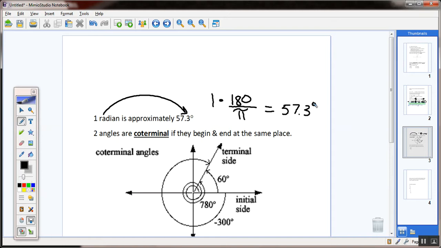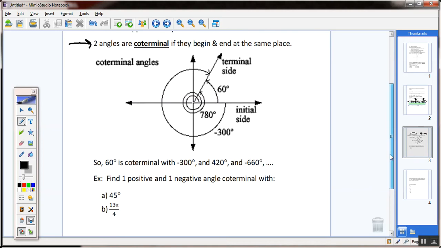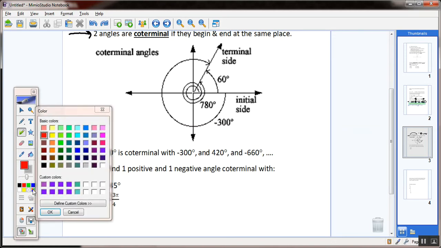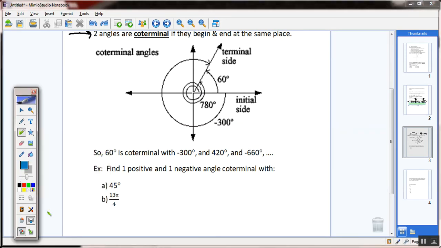All right. This is a really important concept, kids. Two angles are considered coterminal if they begin and end at the same place. As an example right here, we talked yesterday about angles having an initial side and a terminal side. I'm going to talk specifically about this angle right here, so you might want to highlight it.